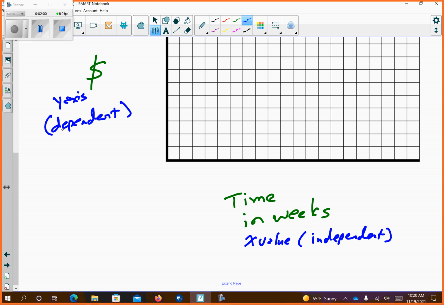So time in weeks, so I go 0, 1, 2, 3, 4, 5, 6, 7, 8, 9, 10, 11, 12. Now let's take this all the way out. 14, 15, 16, 17, 18, 19, and 20. Okay, so those are all our weeks. Not that our data goes out that far, but we can label it all the way out. It's not a big deal. Okay, so I bet you most of you got that pretty well.